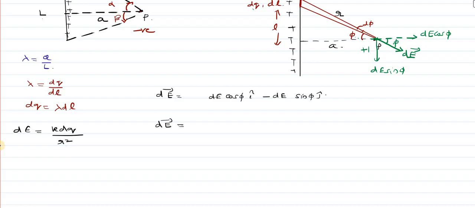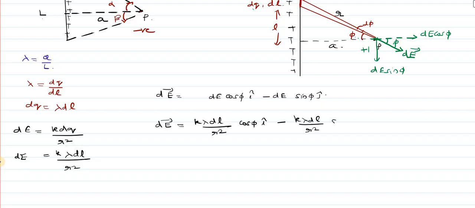So dE will be, k dq, what can you write? dq is lambda dl, right? So lambda dl by r square. Substitute this value. k lambda dl by r square cos phi i cap minus k lambda dl by r square sin phi j cap. Now I want the net electric field due to this entire line.